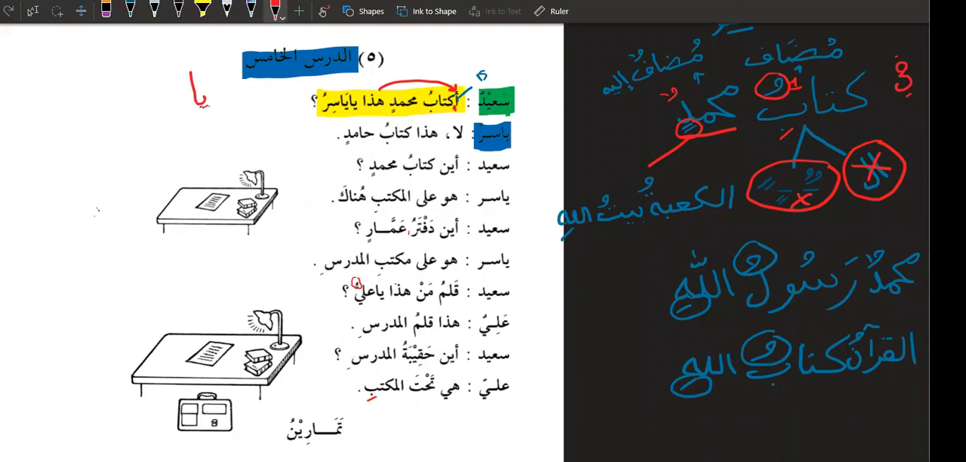Okay, so this ya, we call it in the Arabic language حرف النداء. حرف النداء, which is basically the word or the letter we use to call somebody. So ya literally means oh. Ya Yasir, oh Yasir.